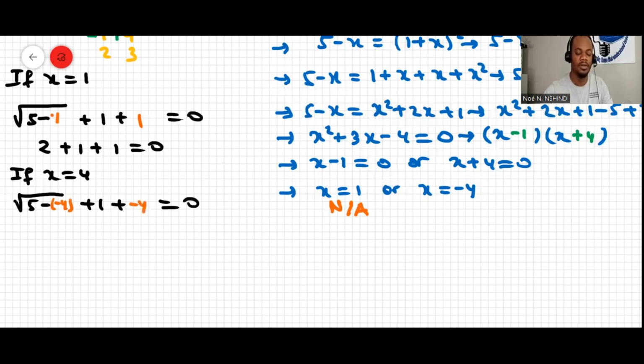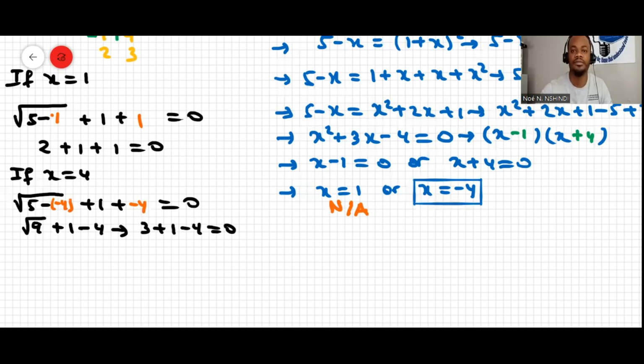Now 5 minus negative 4 makes plus 4, so this will be a square root of 9 plus 1 minus 4 here. And then this makes 3. Square root of 9 is 3 plus 1 minus 4 equals 0. True. So therefore, this is the only solution of this question. Okay.